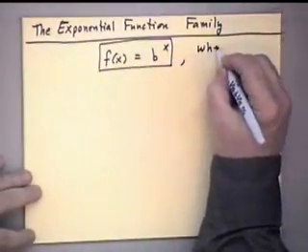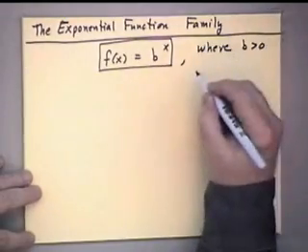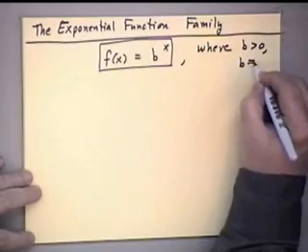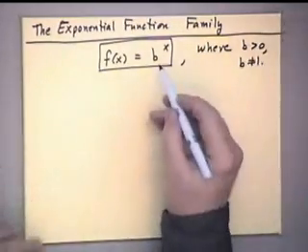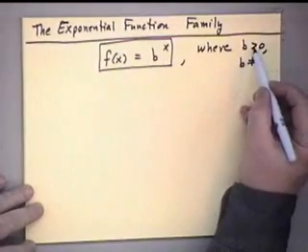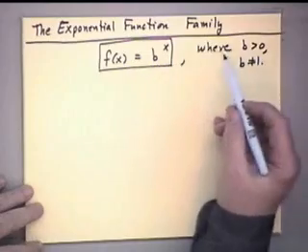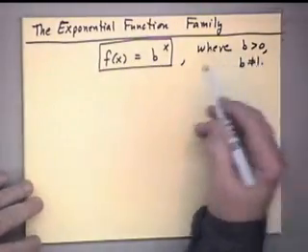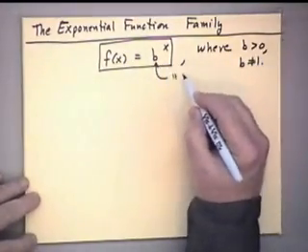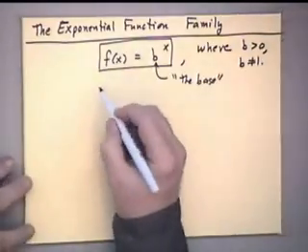Now we have to put some conditions on b. B is a constant here. This is where b is a positive number only, and where b is not equal to 1. Of course, if b is equal to 1, it's very uninteresting. 1 to any power is 1. And we want to keep b greater than 0 so we don't start generating complex numbers. So b is greater than 0, b not equal to 1. And b is what's called the base, b for base, of this exponential.